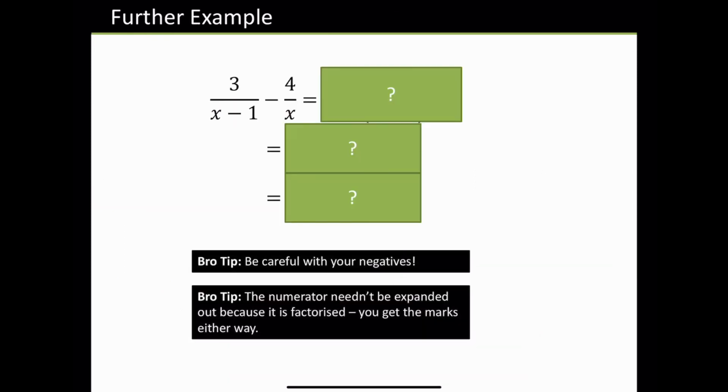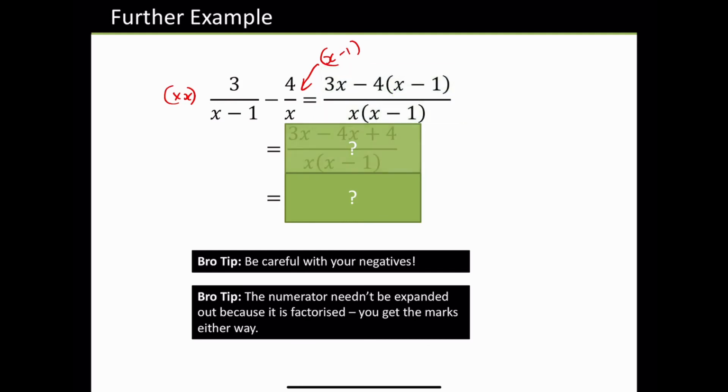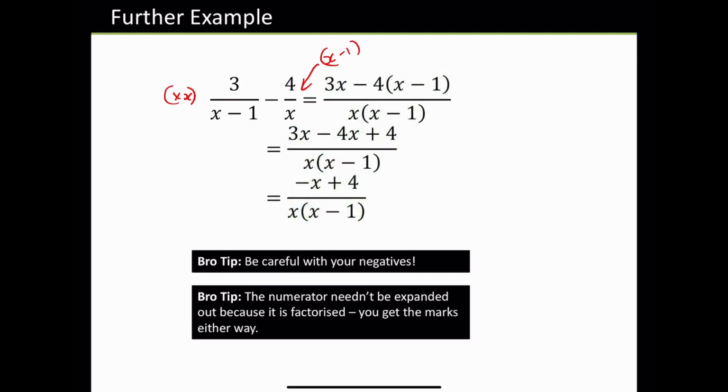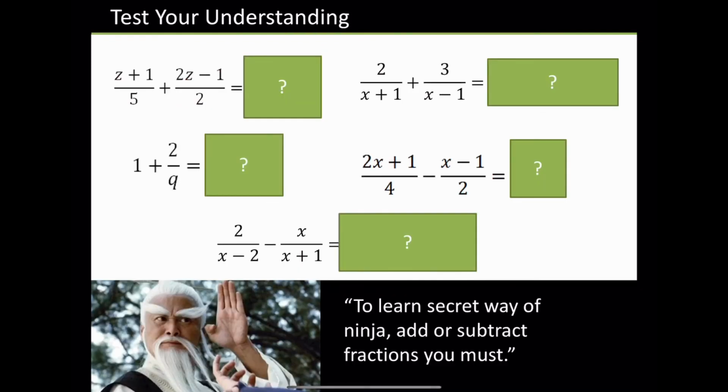So what could I do for this question? Okay, so I've not got any numbers. I've only got terms at the bottom. So I'm going to multiply this by x and multiply this by x minus 1. So when I expand my brackets, I'm going to simplify, and there's nothing else I could possibly do. So pause the video and try these questions.